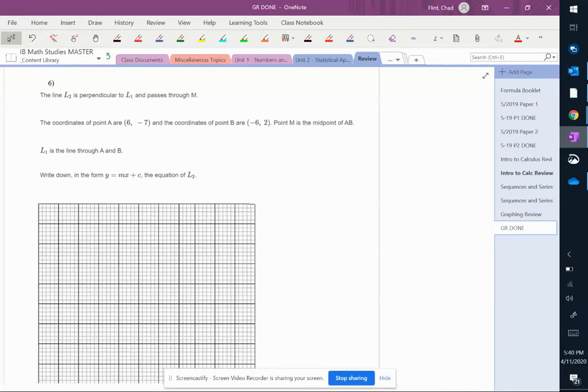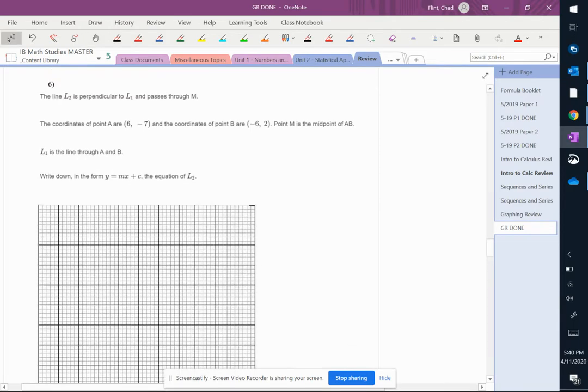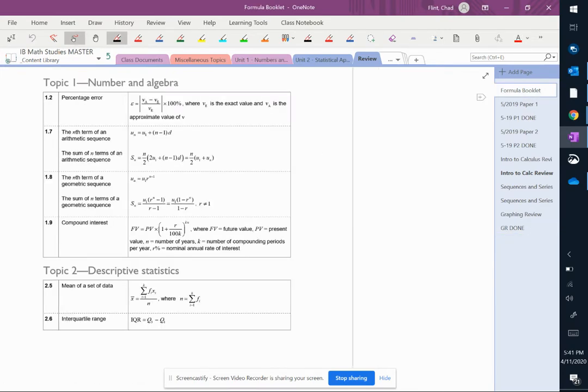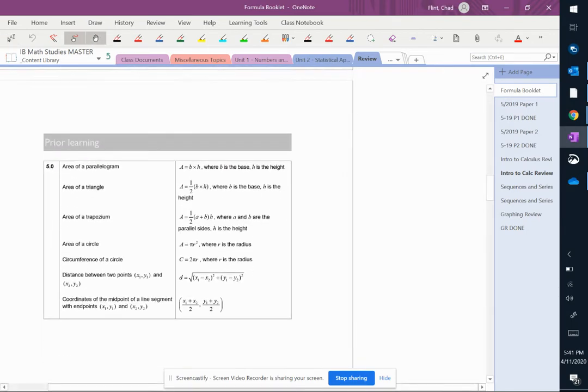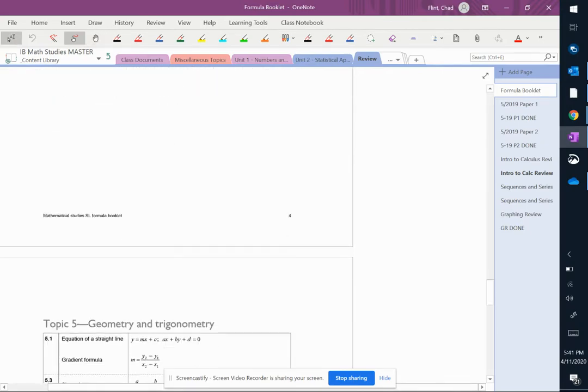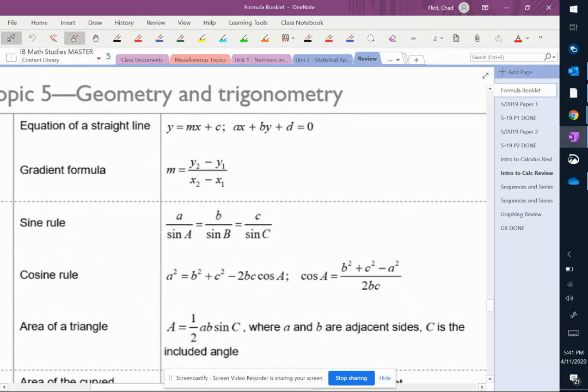So what's important in this problem is that we need to find the slope so that we can figure out the perpendicular slope. So on the formula booklet, the slope, or the gradient, I probably should say gradient because we're talking IB here. So the gradient formula is m equals, let's actually bring it up here. Right there. y2 minus y1 over x2 minus x1.